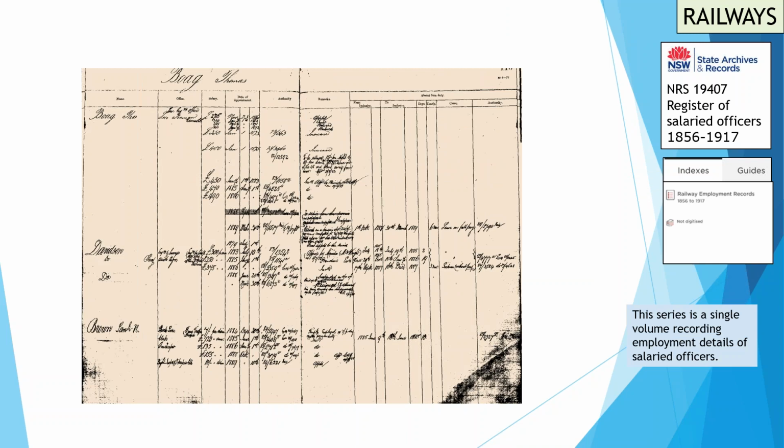We're now moving on into railways, another series that's extremely important because the amount of people employed by the railways is huge, and also all over the state in terms of location. So this is a record that goes into your local area more often than many. This one is one of the earliest ones that we have, the Register of Salaried Officers 1856 to 1917. And as you can see, it's really just a list of notes.